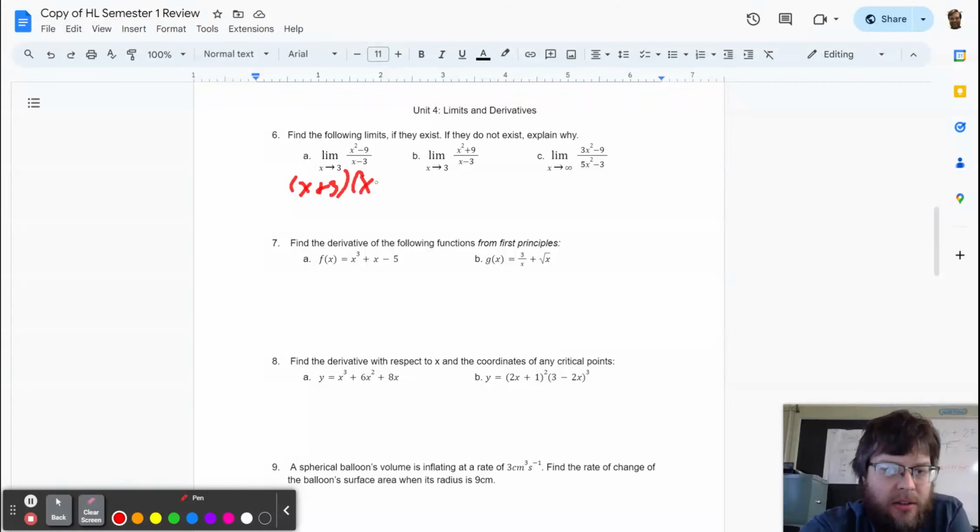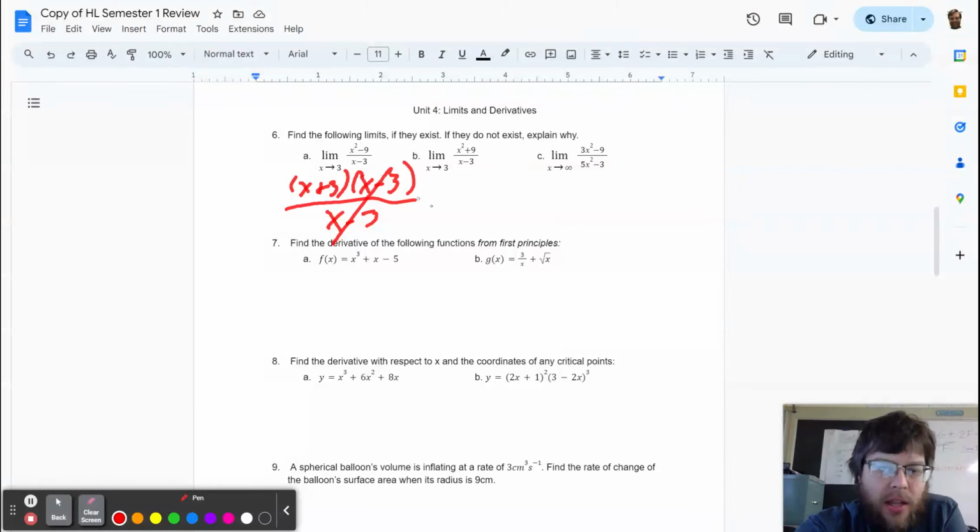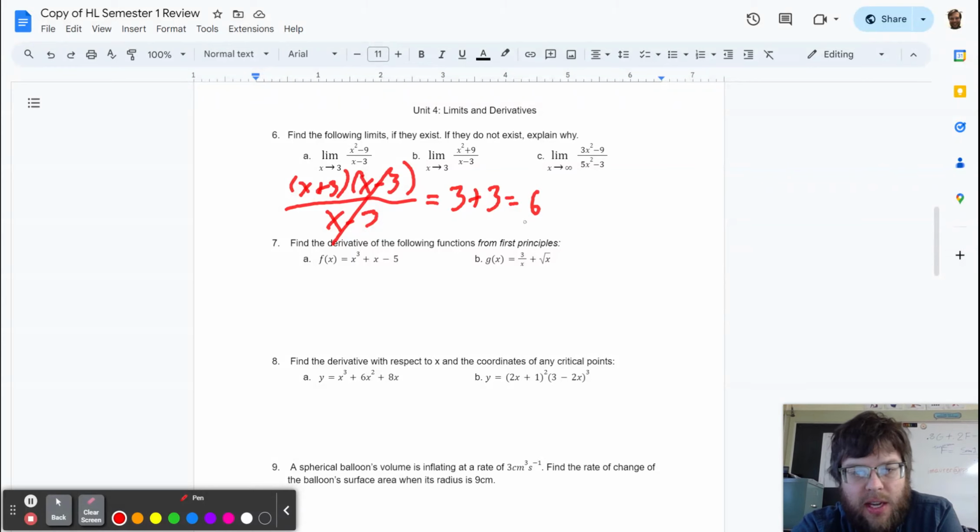So I'm going to factor the numerator to be x plus 3 times x minus 3, which cancels out. And so then now I can plug in 3, and I just get 3 plus 3, which is equal to 6. On the second problem, however, I can't factor the numerator because it's x squared plus 9.